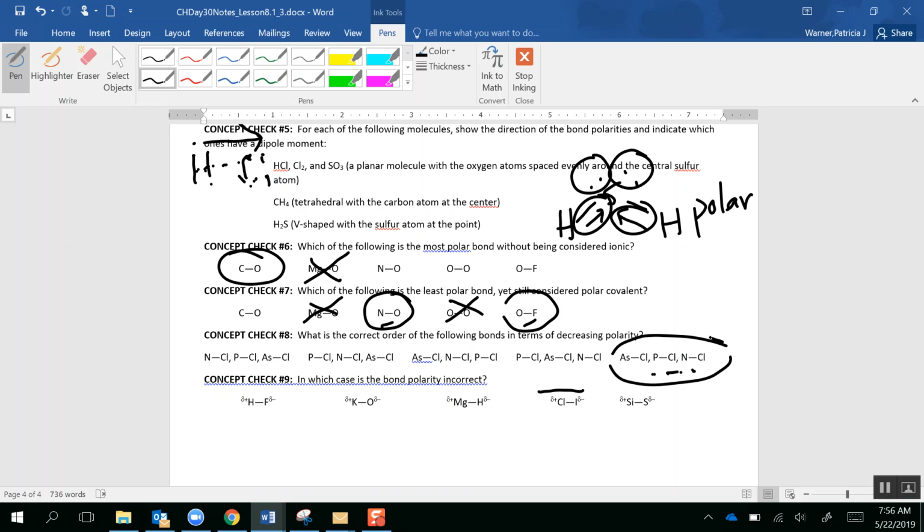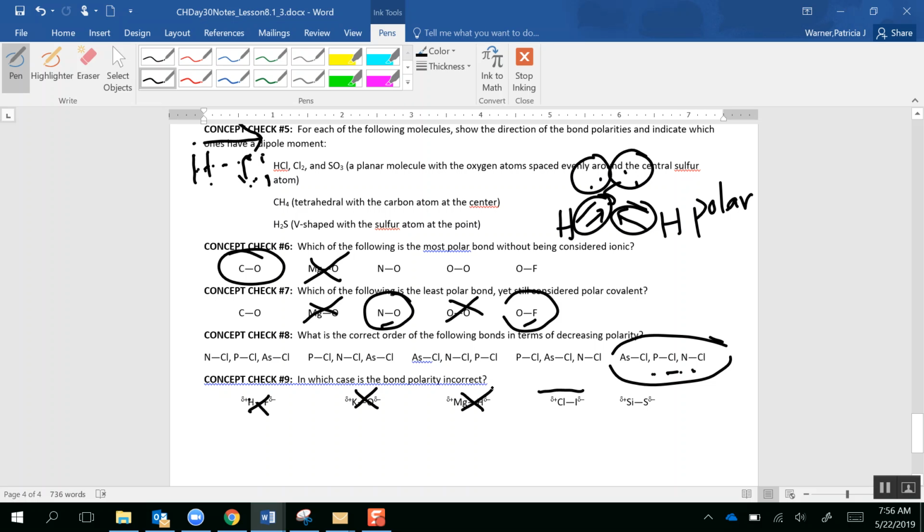In which case is the bond polarity correct? So if we're looking at bond polarity, or sorry, incorrect, we want to make sure that the most electronegative atom has the delta negative on it. So in this case, fluorine's the most electronegative atom, so this one is correct. Oxygen, most electronegative, that one is correct. Hydrogen in this example is the most electronegative because magnesium is a metal and it will always lose electrons.